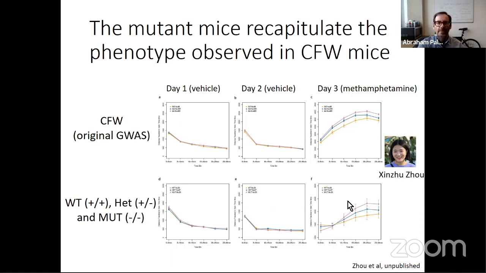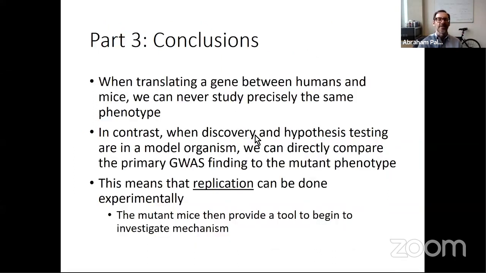Then in the lower panels, I'm showing you these engineered animals. And now this is on a B6 background, so a different genetic background, wild types, heterozygotes, and mutants. And you see a very similar pattern where on the first 2 days, the genotype doesn't matter, either for the lead SNP in the GWAS or for the engineered allele. But on the 3rd day, the locomotor response to methamphetamine is rather dramatically influenced by mutation of this gene AZI2. So that, in our minds, gives us some confidence that AZI2 may be causally associated with that allele, as I showed in the diagram 2 slides ago.